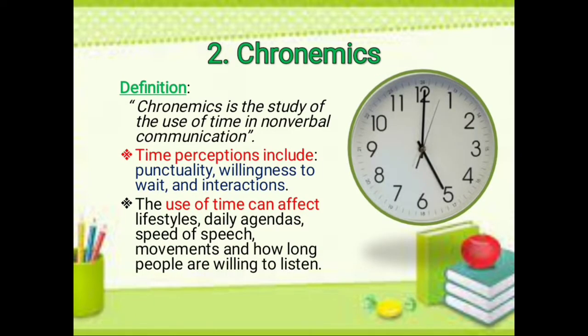Chronemics is a study of the use of time in non-verbal communication. Now what comes in time? Like time perceptions include punctuality, that's the main point, willingness to wait, and interactions. The use of time can affect lifestyles, daily agendas, speed of speech, movements, and how long people are willing to listen. So all these points you have to remember. So this is about chronemics.